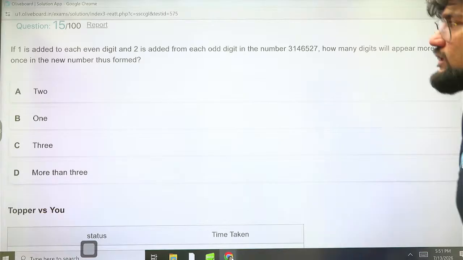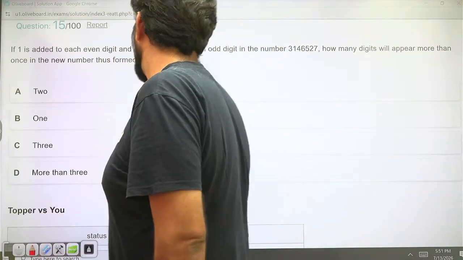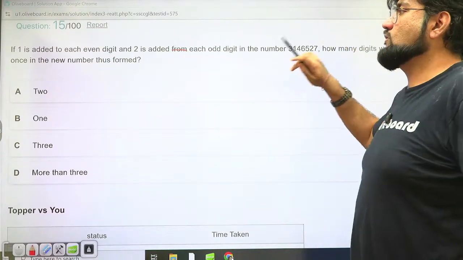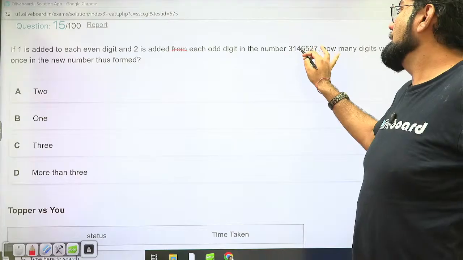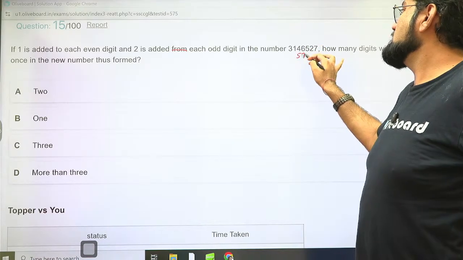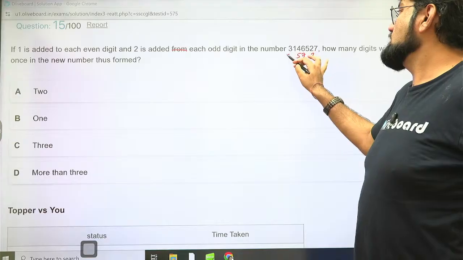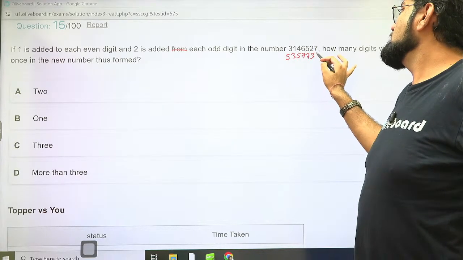If 1 is added to each even digit and 2 is added to each odd digit, how many digits will appear more than once in the new number? Okay, so 1 is added to each even digit. So this becomes 5, this becomes 7, this becomes 3. And 2 is added to each odd digit. This becomes 5, this becomes 3, this becomes 7, this becomes 9.